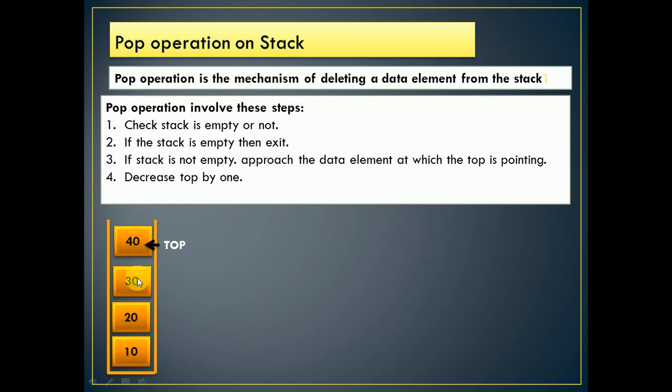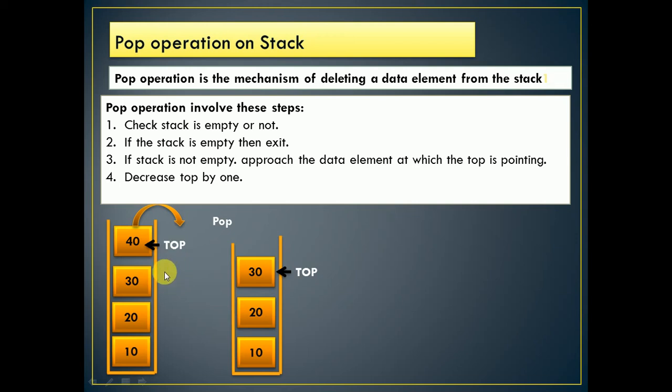Suppose for example, this is my stack. My stack contains 4 elements, that is 10, 20, 30 and 40. Obviously top is at this particular location, means 0, 1, 2 and 3rd. The top value is 3. Now I want to do the pop operation. That time my 40 will get popped from my stack, means 40 will get deleted and top will be decremented by 1. Now the top will be at the second location of your array and the 40 is deleted.